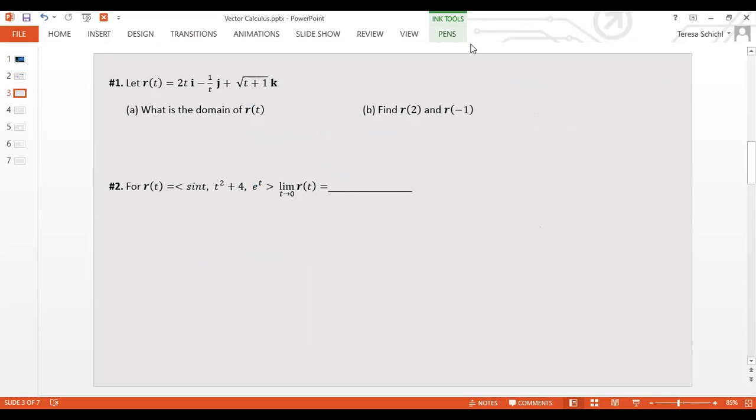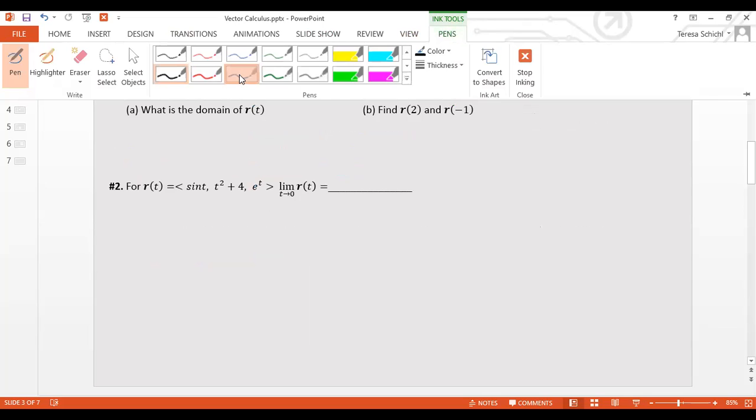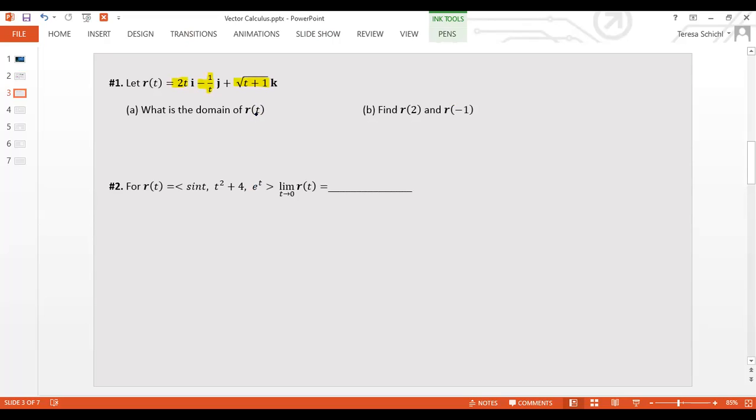For this vector function, I have these component functions: 2t, 1 over t, and the square root of t plus 1. We are thinking about what is the domain of r(t). The domain is the set of values of t, and t appears in all these component functions, so all of them have to be satisfied.